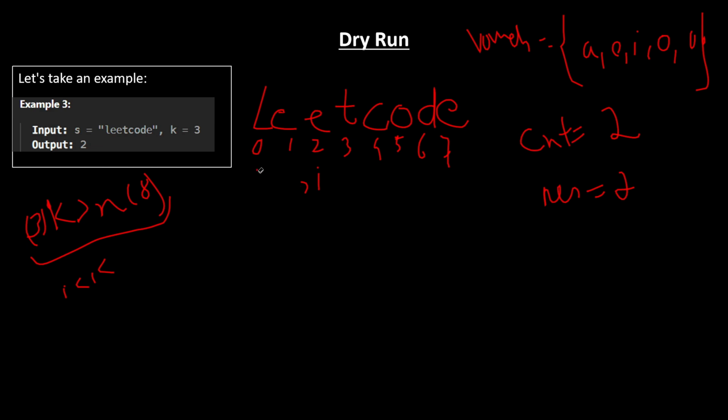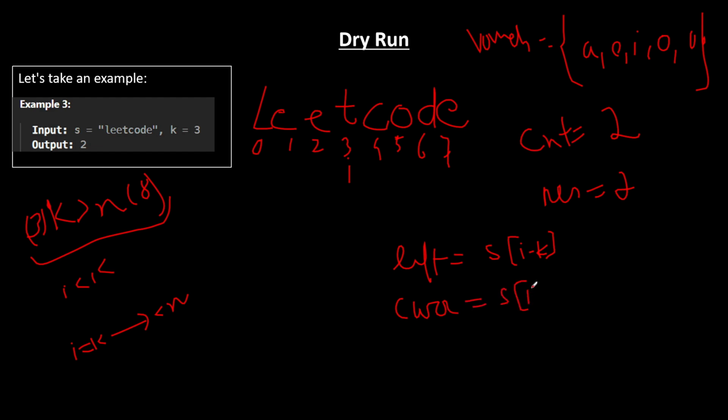i is standing at e. Now i will start from k and go from i equals k to less than n. Great. So i is standing at t right now, and our formula was to check the left character, right? Left was s of i minus k, and the current character was s of i.